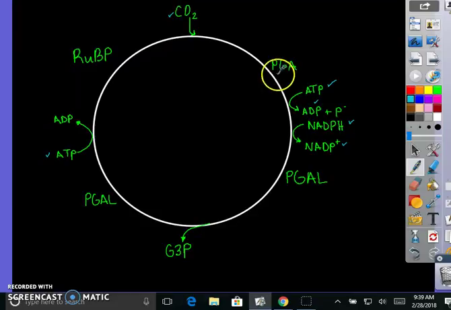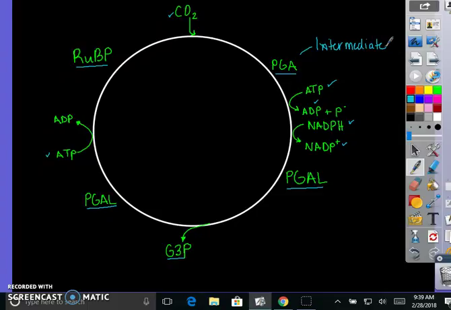So the first one is called PGA. The second one is called PGAL, and of course we see this G3P, and then we see the PGAL, and then of course the RuBP. Okay, so what do you need to know about these? These guys, I just call them intermediates. So I'm going to label an intermediate. All right, so it's an intermediate, and I always say that this is a road under construction.